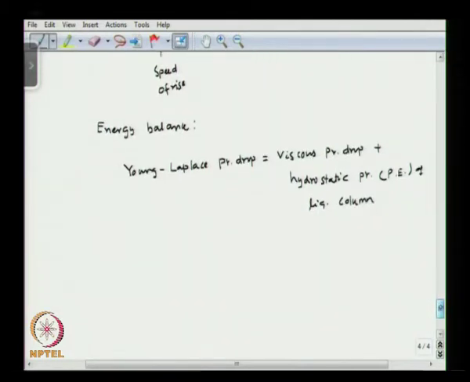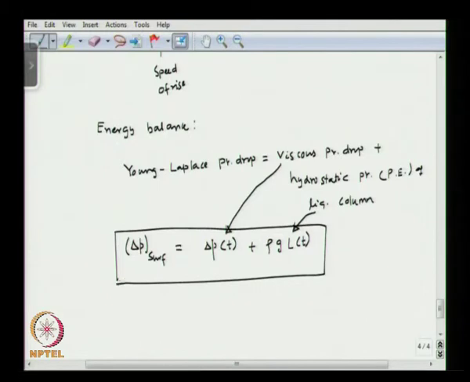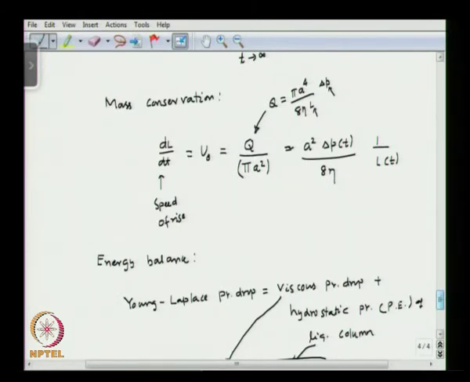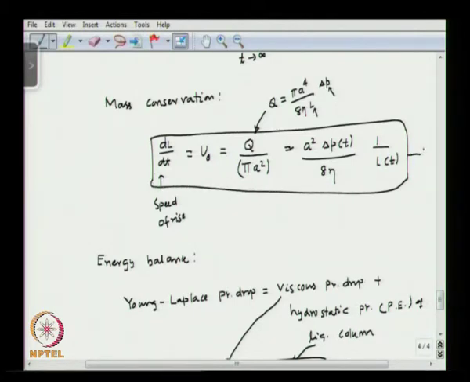So we can write delta P surface will be equal to delta P viscous plus rho g L(t). This is the hydrostatic pressure and this is the viscous pressure drop. Let us call this equation 2 and let us call this equation 1.